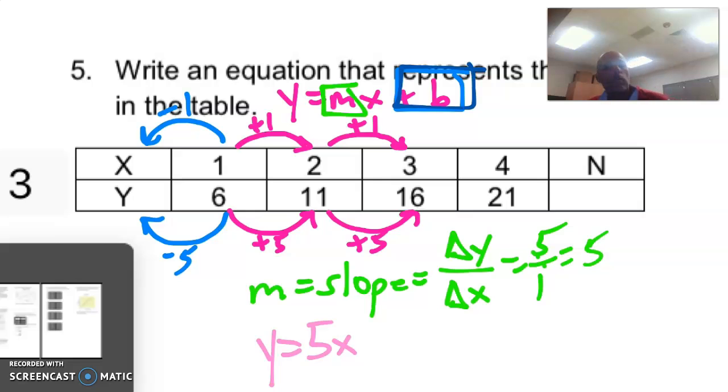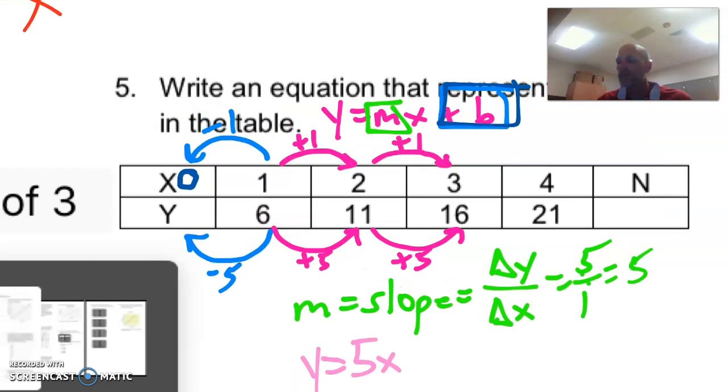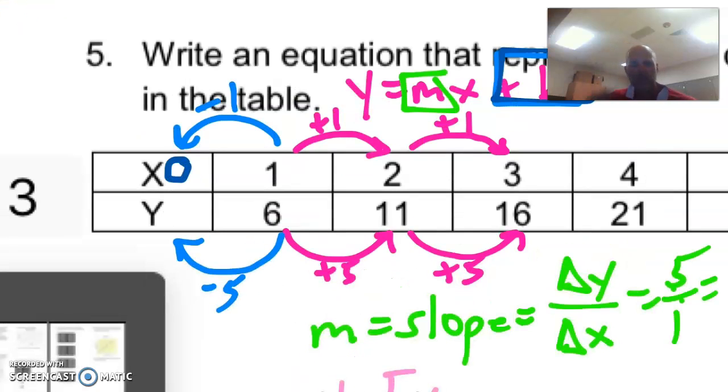Okay, so for a line to cross the y, the x has to be 0. So we have to find out what the y is whenever x is 0. Okay, so the rule, the x was just adding by 1, right? Well, if we start at 1, we actually have to go backwards, right, to get to 0. We have to go minus 1. Okay, so we do that.